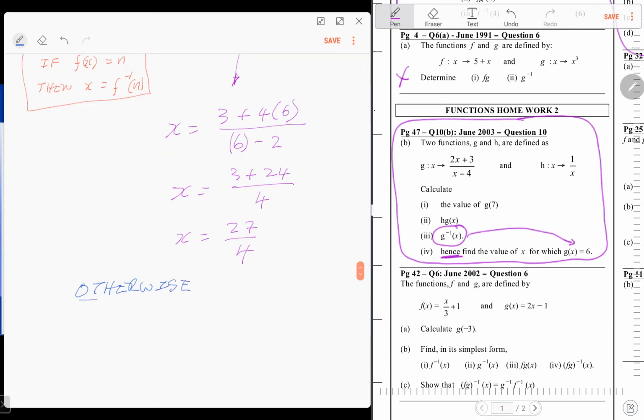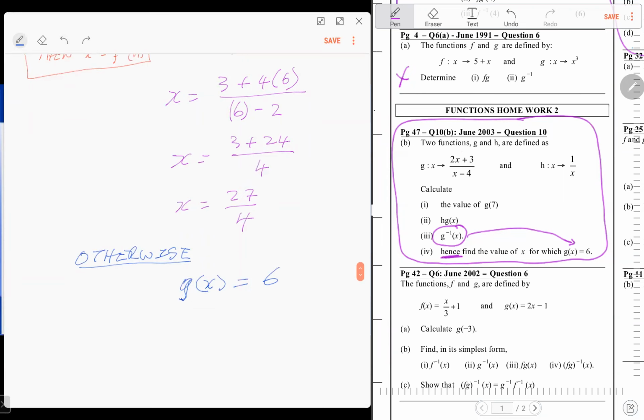If we're doing the otherwise method, we're solving g of x equals 6. They would have to write what g of x is equal to and equate it to 6. This is the original g of x, so it will be (2x plus 3) divided by (x minus 4) equals 6, and you're trying to solve that straight.